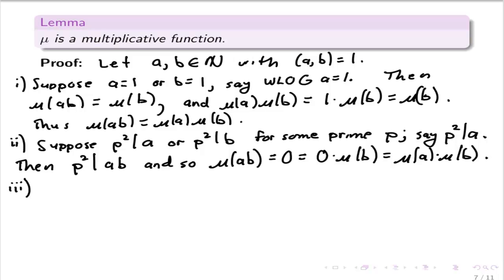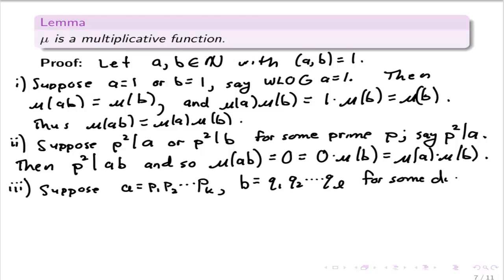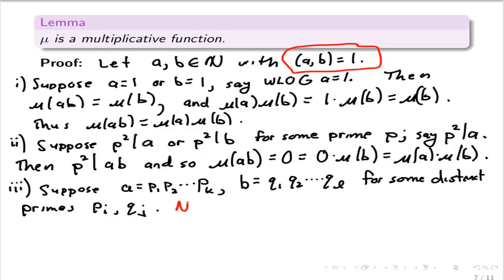And then what's the leftover case? So finally, we assume that neither a or b is 1, and that neither a or b is divisible by the square of a prime. That means a and b are each square-free numbers. a equals p1, p2, through pk, and b is q1, q2, through ql, for some distinct primes p sub i and q sub j. And note, and here we are finally going to be using this assumption that a and b are relatively prime, the p_i's are distinct from the q_j's, for all i and j, since GCD of a and b equals 1.